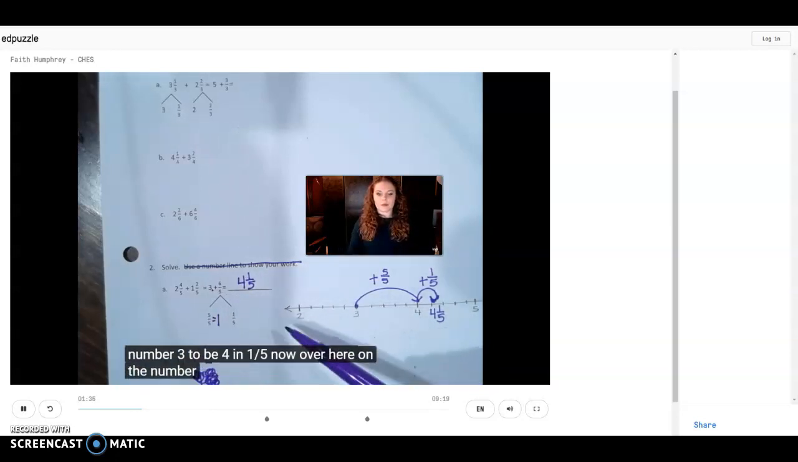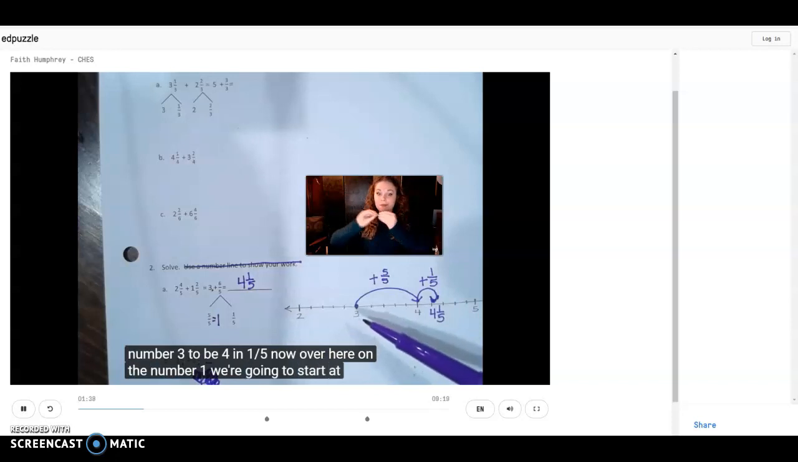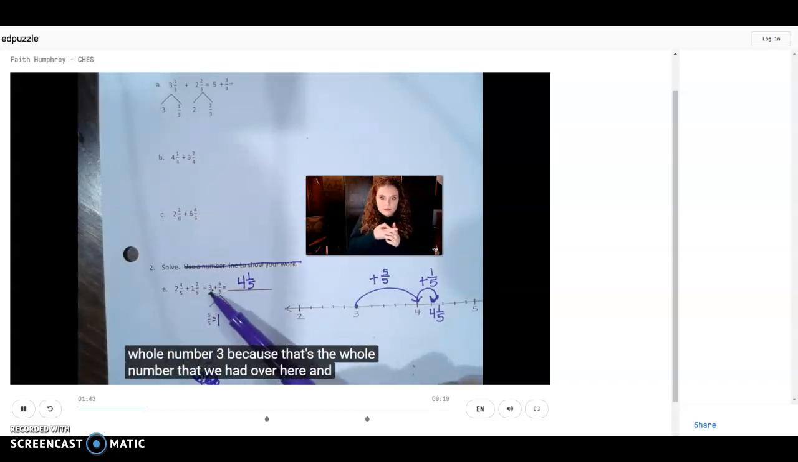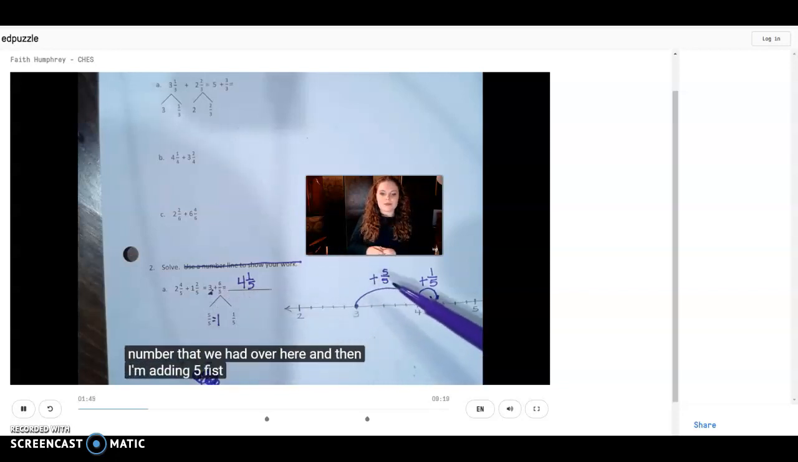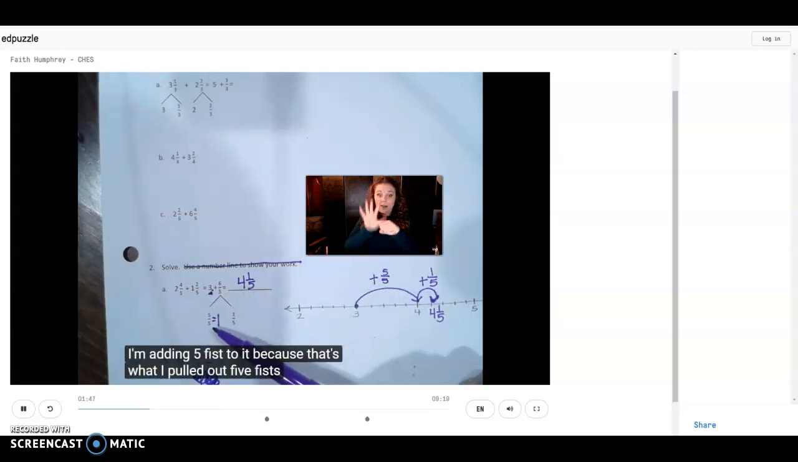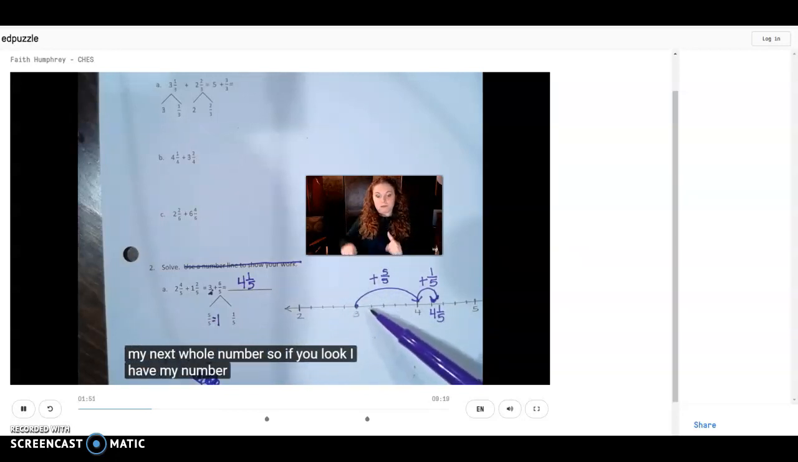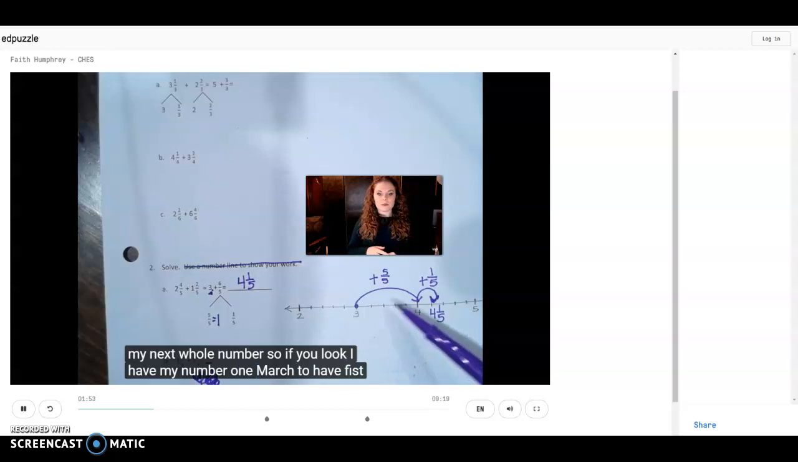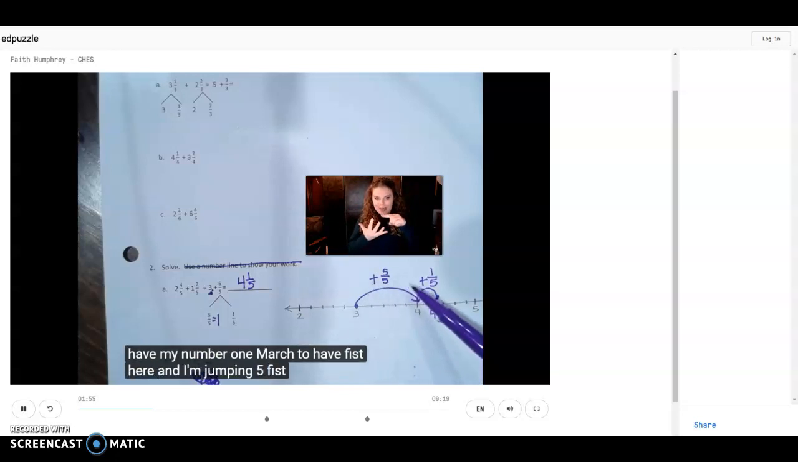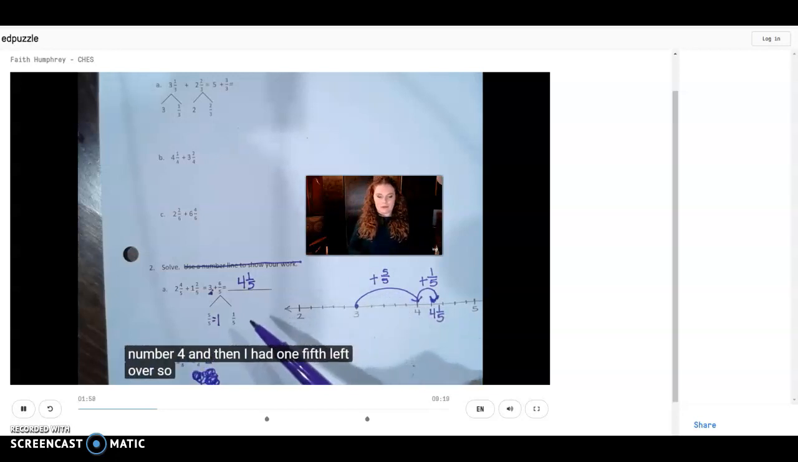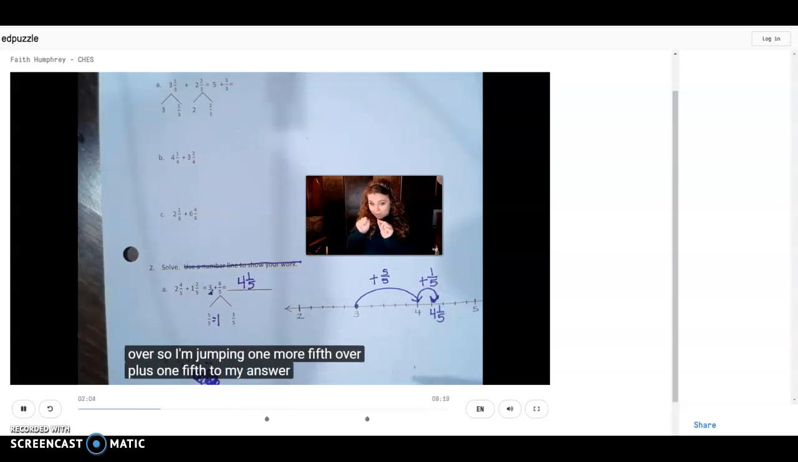Now, over here on the number line, we're going to start at the whole number 3 because that's the whole number that we had over here. And then I'm adding 5/5 to it because that's what I pulled out, 5/5 to get to my next whole number. So if you look, I have my number line marked, so I have fifths here, and I'm jumping 5/5 to the whole number 4. And then I had 1/5 left over, so I'm jumping 1 more fifth over, plus 1/5 to my answer, which would be 4 1/5.